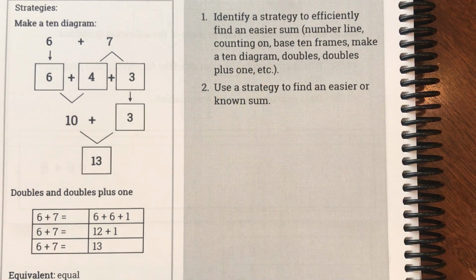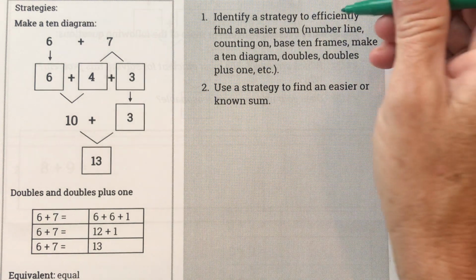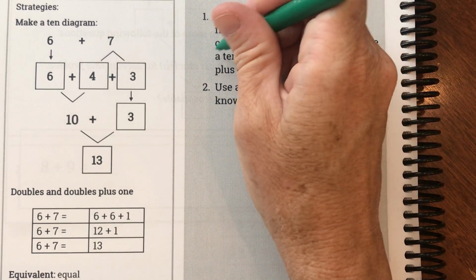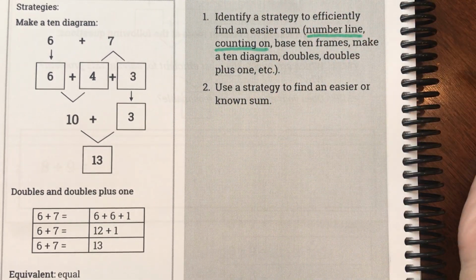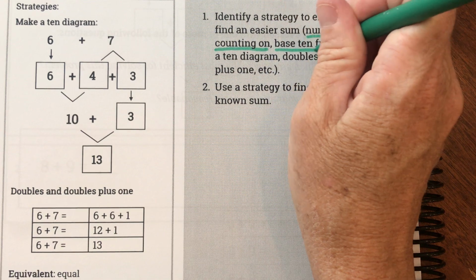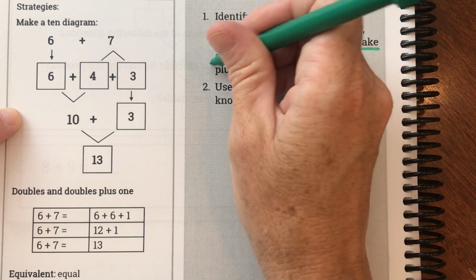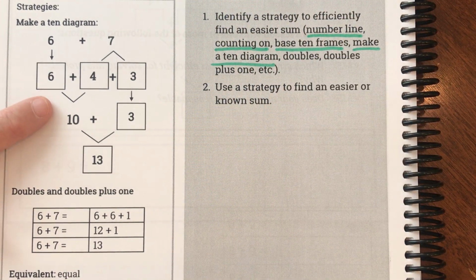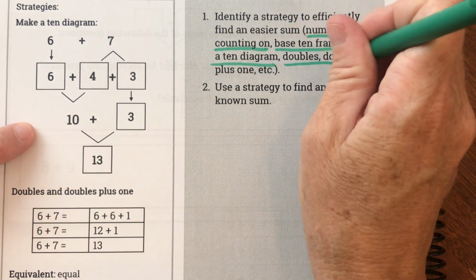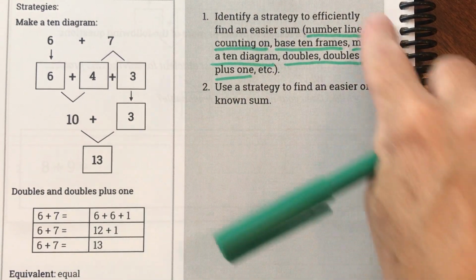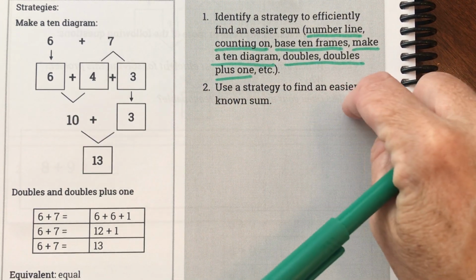And then here in our steps, it says identify a strategy to efficiently find an easier sum. We've learned the number line strategy, the counting on strategy, the base 10 frame strategy, the make a 10 diagram strategy, which is right here, and the doubles and doubles plus one strategy is right here. So we have lots of strategies, friends. These are kind of like all of our tools.